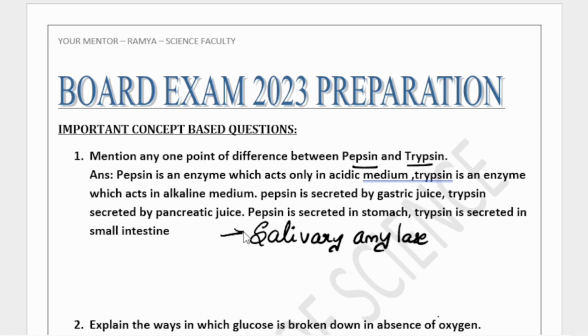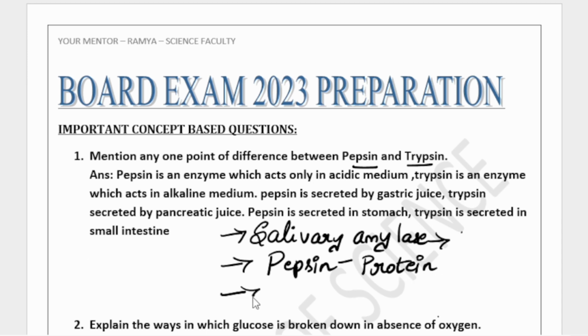This is very important. What is the function of this? It will break the starch into sugar. Moving to the next enzyme, which is present in the stomach area, that is pepsin. What is the function of pepsin? Pepsin breaks down the protein, my dear students.